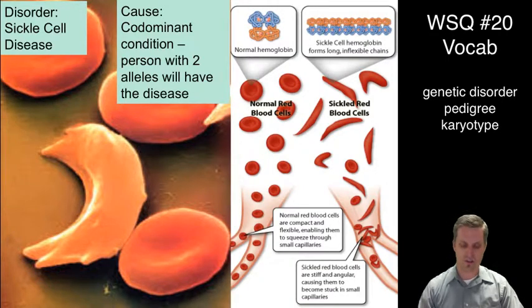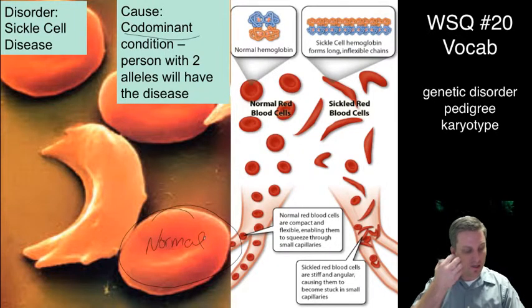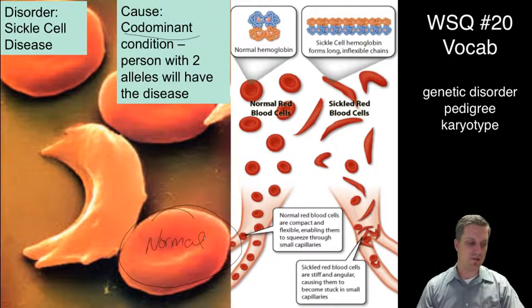The second type is called sickle cell disease or sickle cell anemia. This is actually a co-dominant condition. So this is caused when a person has two alleles with the disease. In the case of sickle cell disease, this affects the hemoglobin. So here are our red blood cells. Typically, normal red blood cells look like this. They're round in shape, and remember, the protein hemoglobin is what makes up the red blood cells.